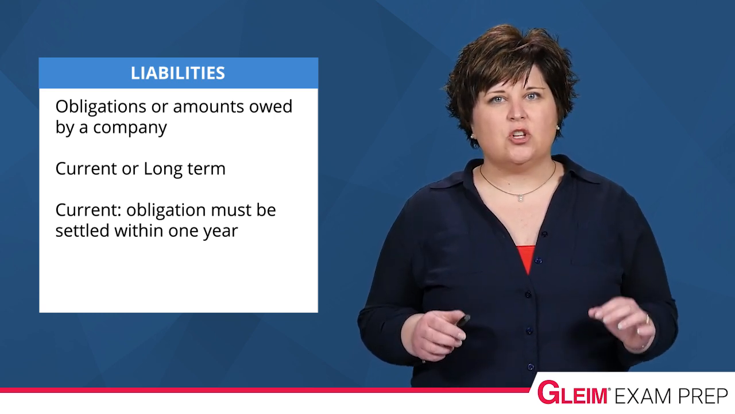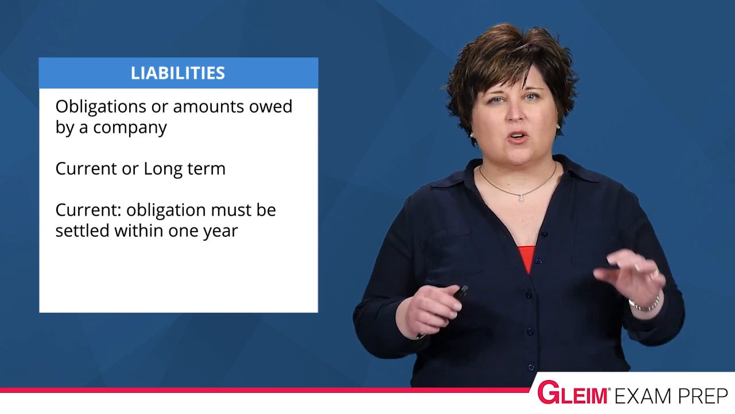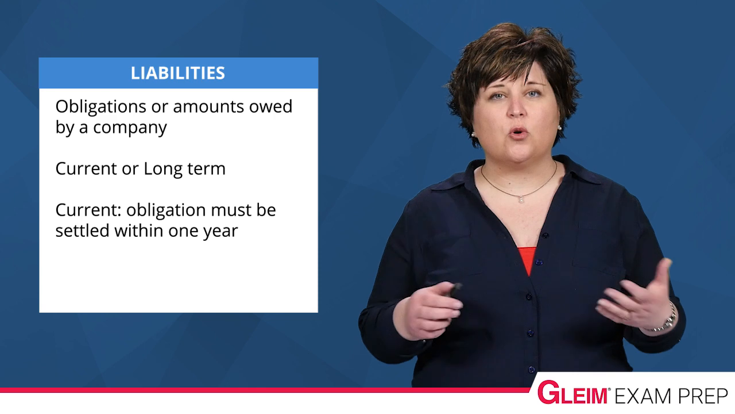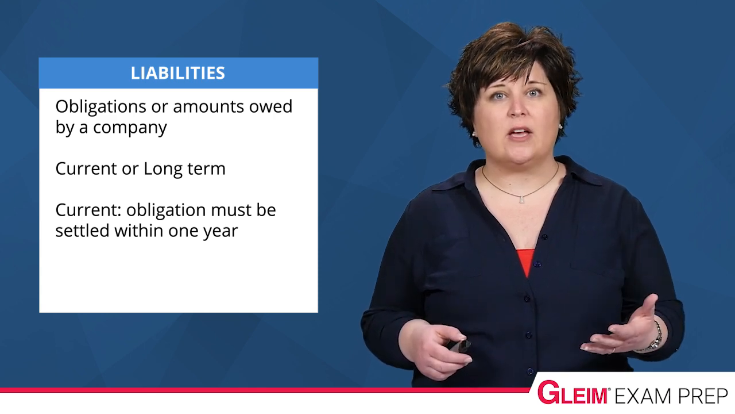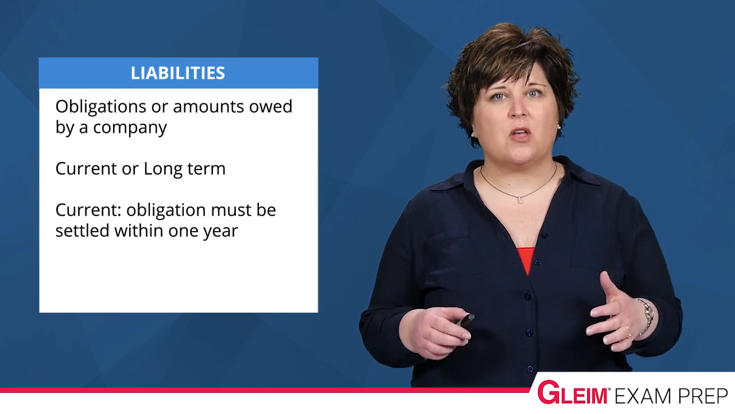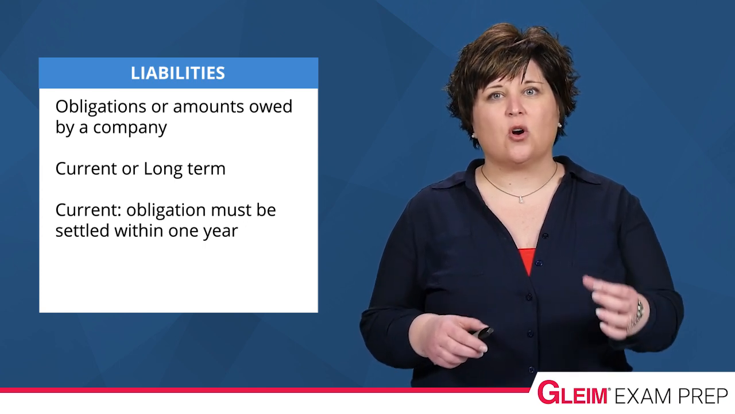Any obligation you must settle within 1 year is a current liability. Examples are accounts payable and accrued expenses, such as accrued wages. Now, a short-term note, such as a 6-month loan from the bank, is a current liability.